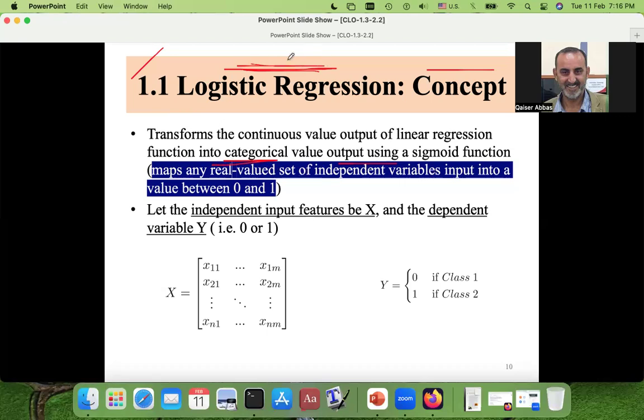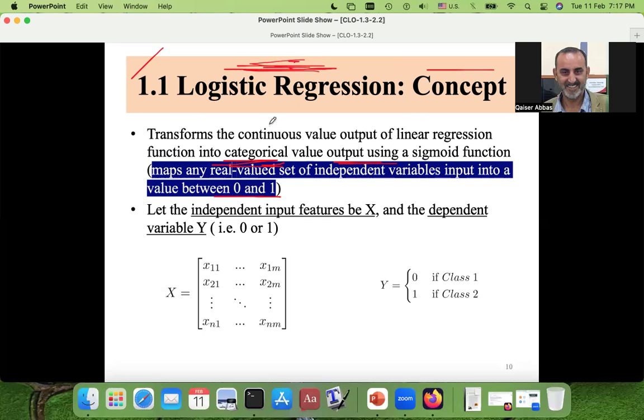So what will this logistic regression do? It is a function that will map the real values of independent variables from your data set into a value between 0 and 1, which means probability. It will finally give you the probability of the target class, either 1 or 0. This is one sentence.